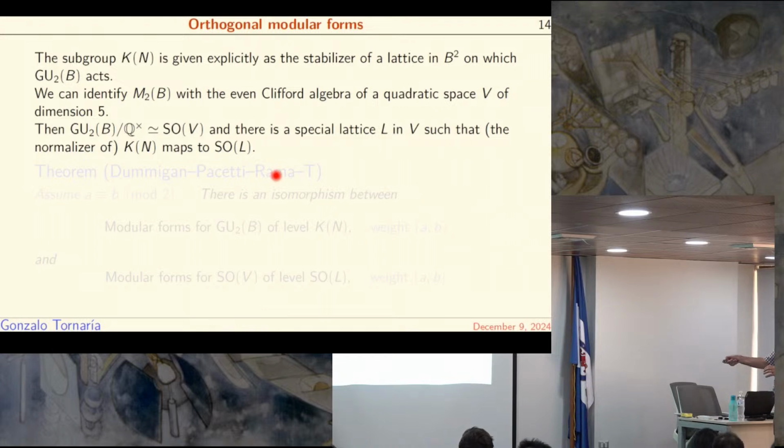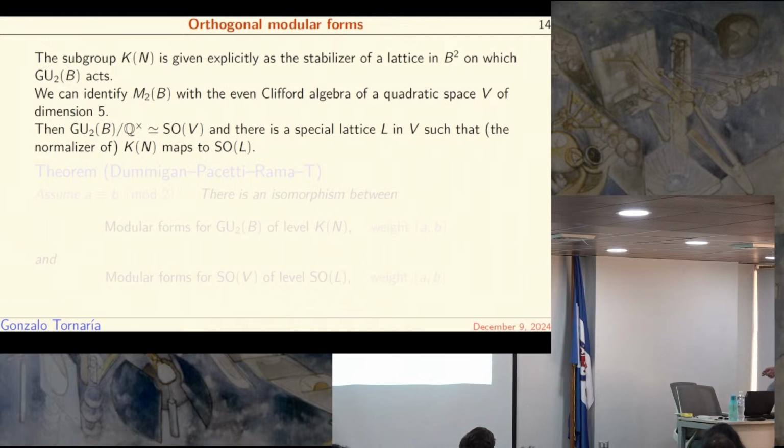Okay. So as I said before, GU2B mod center is SOV. And there is a lattice, a special lattice. We call these special lattices in V because they are of a shape we can compute easily. There's a special lattice in V such that K of n corresponds to SOL. Actually, it's the normalizer, which brings us to this issue with the sign of the Atkin-Lehner.